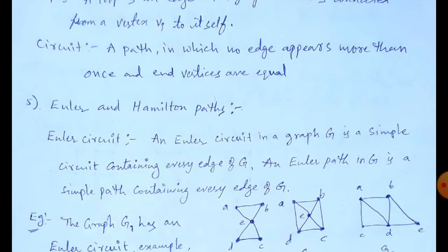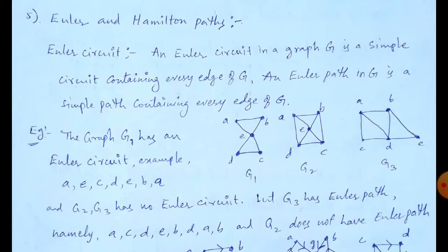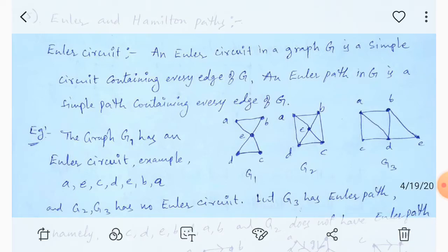Now next we will go for Euler and Hamilton paths. First of all, the definition: Euler circuit. An Euler circuit in a graph G is a simple circuit containing every edge of G. An Euler path in G is a simple path containing every edge of G. So an Euler path means we have to travel through every edge of the given graph. You have to take a path like that. That path is called an Euler path.